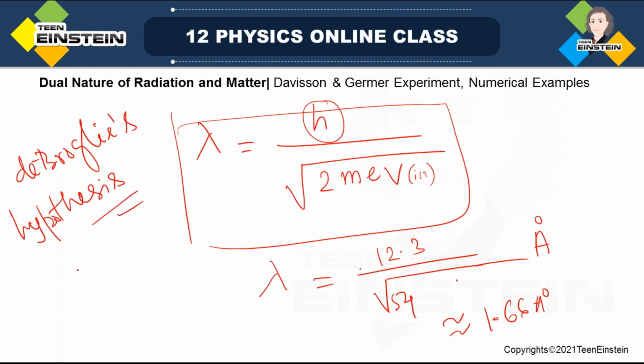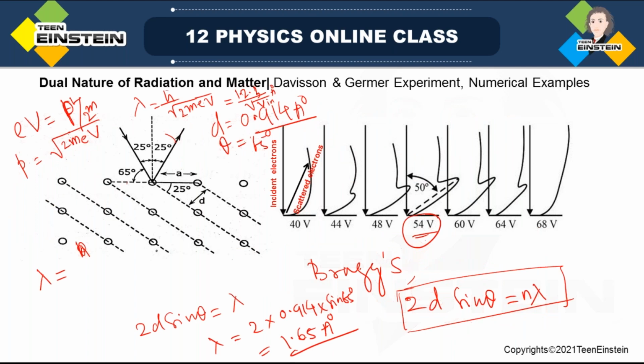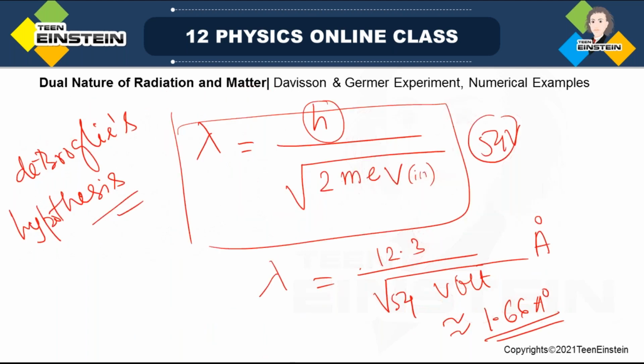We can write this and put the value of mass of the electron, e is the charge of the electron, and this is the voltage given, that is 54 volt, where we see the maximum intensity for a peak. So if you use this in volt, you will get 1.66 angstrom. From the experiment we get 1.65, and directly using de Broglie's hypothesis, we get 1.66. So these are actually in agreement.